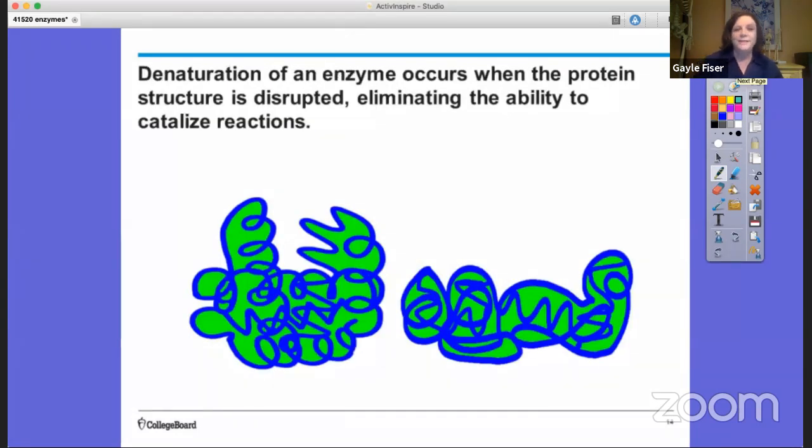All right, so here we are, denaturation. That seems to be something that kids remember from early biology. Denaturation of an enzyme occurs when the protein structure is disrupted, eliminating the ability to catalyze reactions. So here we have our enzyme, and this is our active site, okay? It's a very elaborate active site. So our substrate goes in there. Now, if we were to denature this enzyme, and we'll talk about ways on the next slide, this shape is then no longer there for this enzyme to work on this substrate.